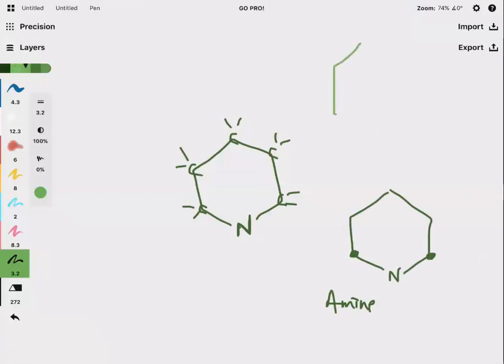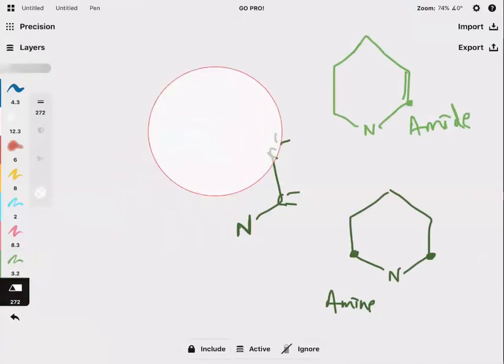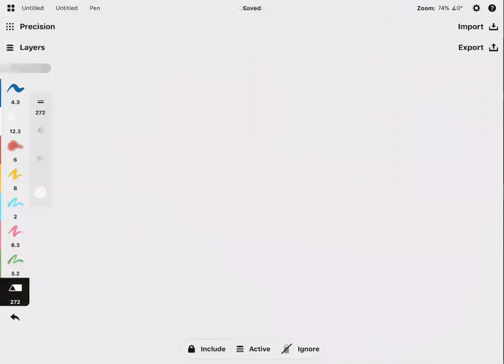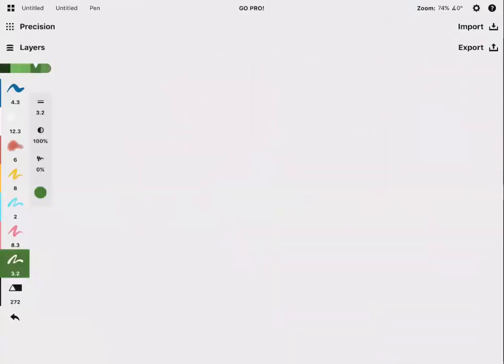What if I did that? This would be an amide because one of nitrogen's neighbors, this carbon, has a double bond on it. How about this right here?